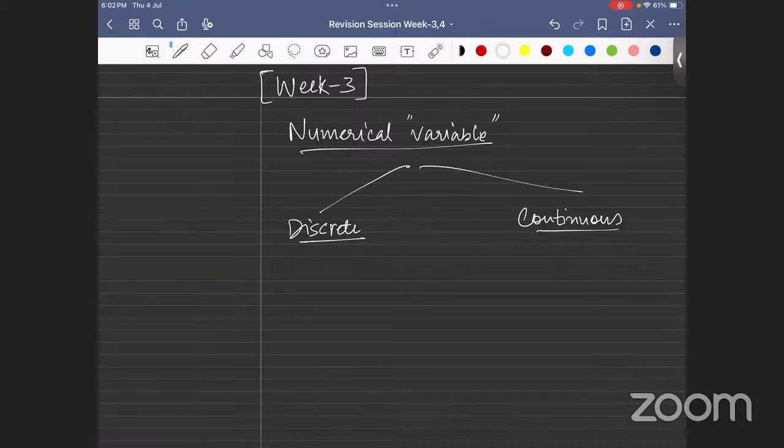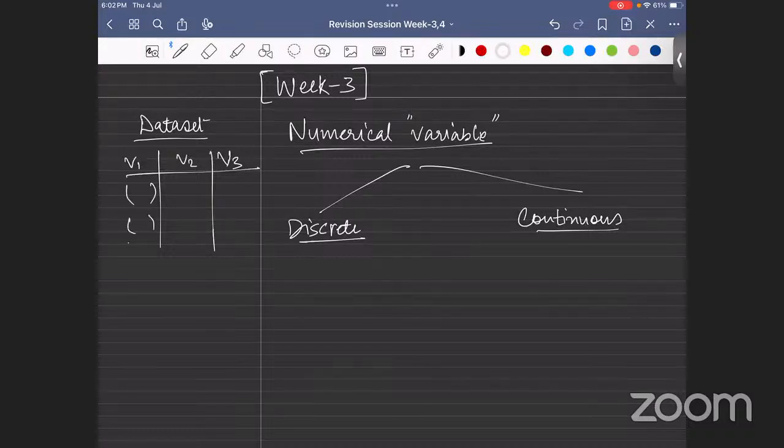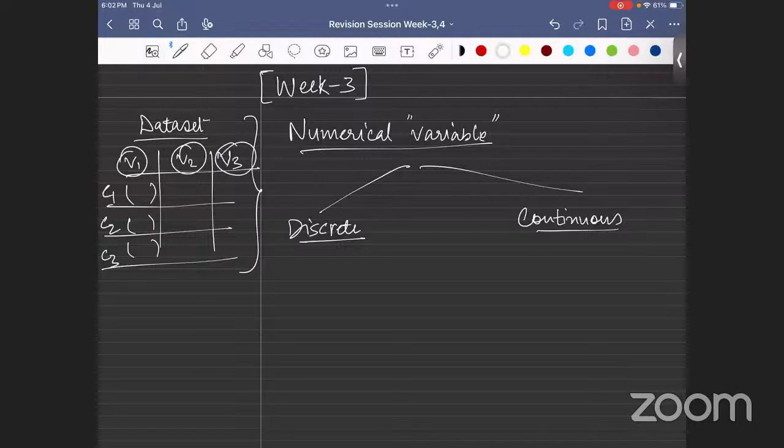Let's say, for example, you have a data set. The data set has three variables, v1, v2, v3, and the values are varying, and this is case 1, this is case 2, this is case 3. So this data set has basically 3 cases, or you can say 3 observations, with 3 features v1, v2, v3, or you can say 3 variables and 3 cases or observations. I guess this is clear.